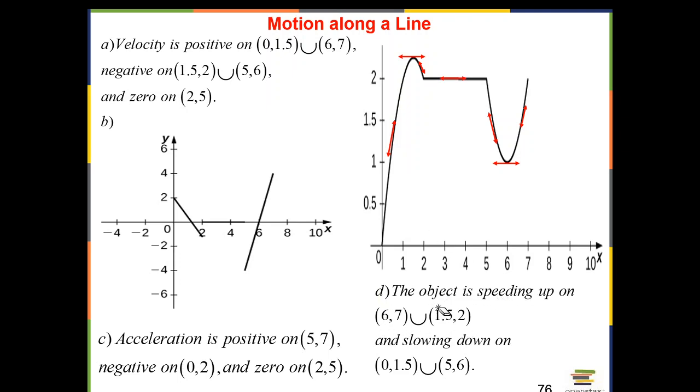Why? Well, because the acceleration and velocity have the same sign. And it's slowing down on 0 to 1.5 and 5 to 6 because the acceleration and velocity have different signs here. That's why. Again, we're going to learn more tools to deal with situations like this. But for now, that's just an introduction to what calculus can do for us.